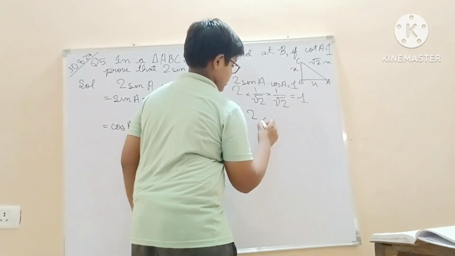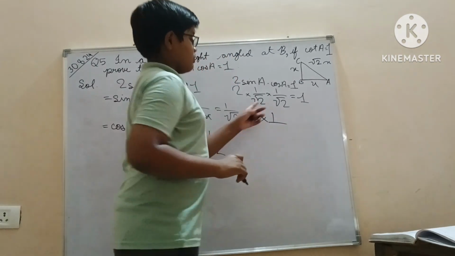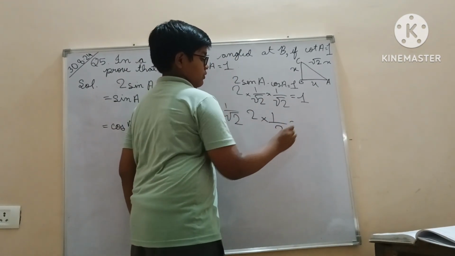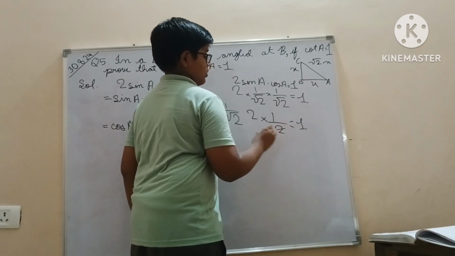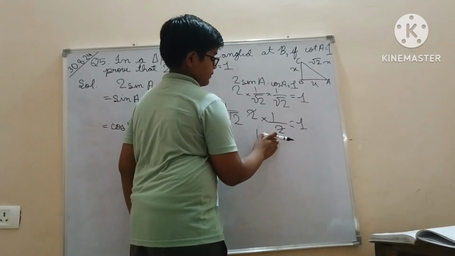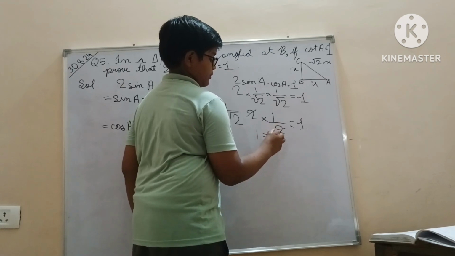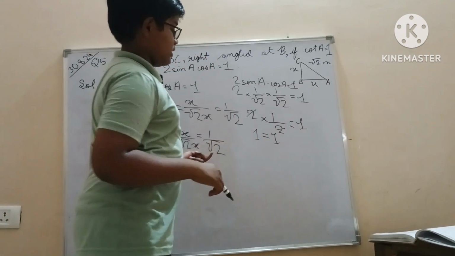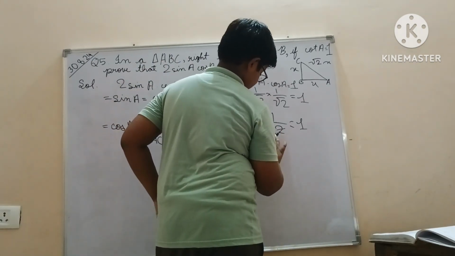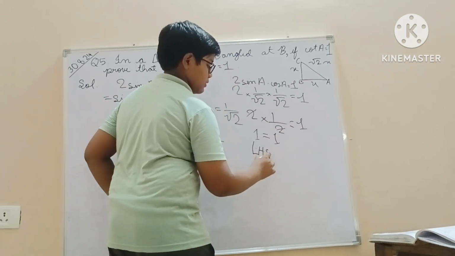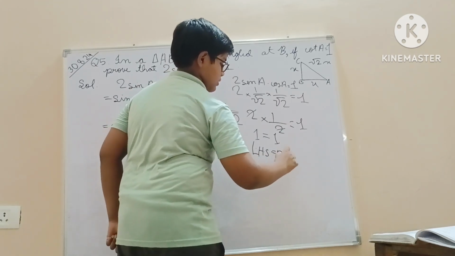Now we have got, so root 2 and root 2 will get multiplied and it will give us 2 into 1 by 2 is equal to 1. 2 and 2 will get cancelled and it will be 1 is equal to 1. Now we have got our equation, which is 1 is equal to 1, which is LHS is equal to RHS.